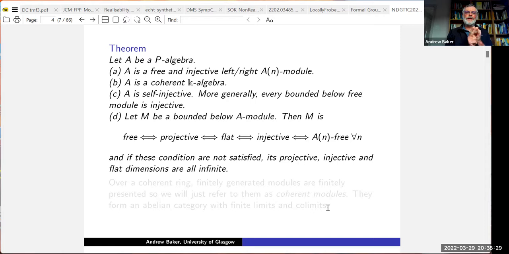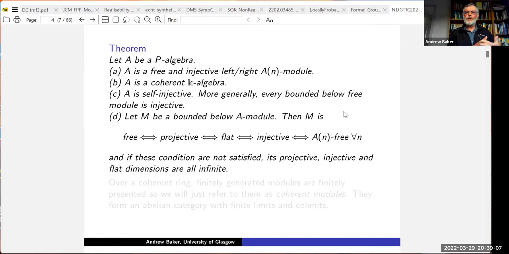So that's a weaker condition than Noetherian, but it's still a very strong condition if you want to do certain types of homological algebra. Third condition, as a module over itself, it's injective, it's self-injective. More generally, bounded below free modules are injective. And then you get this whole slew of equivalent conditions on bounded below modules: free, projective, flat, injective, and free over the ANs. Those are all equivalent conditions.